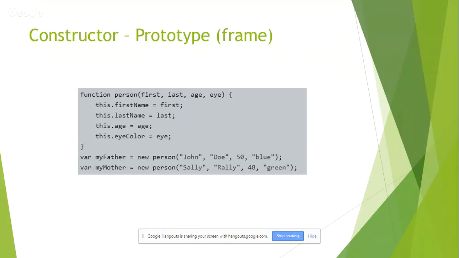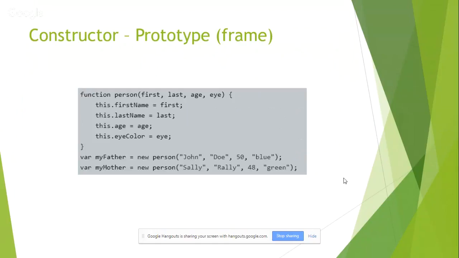Sometimes you might have multiple objects that have the exact same properties or methods. So an easy way to avoid repeat code is to create a prototype. I like to think of prototypes as a frame. The syntax is pretty similar to that of writing a function, where you can pass in the variables that can be assigned to the object properties.